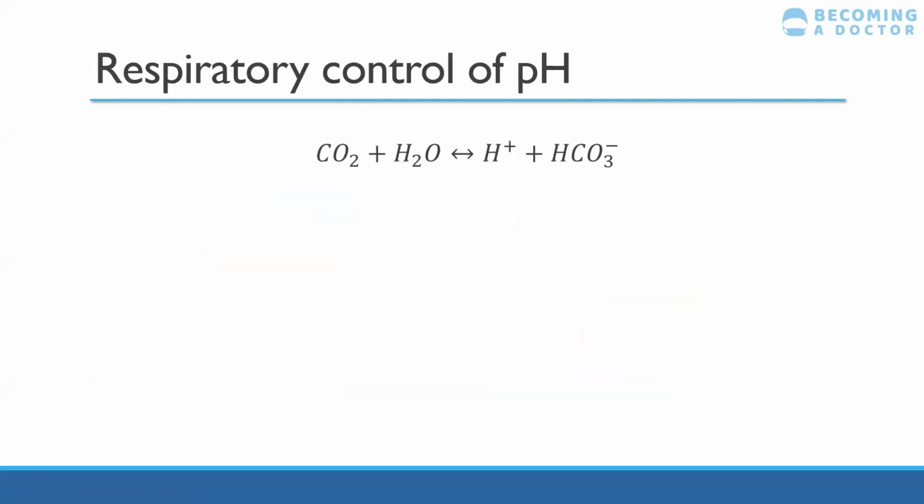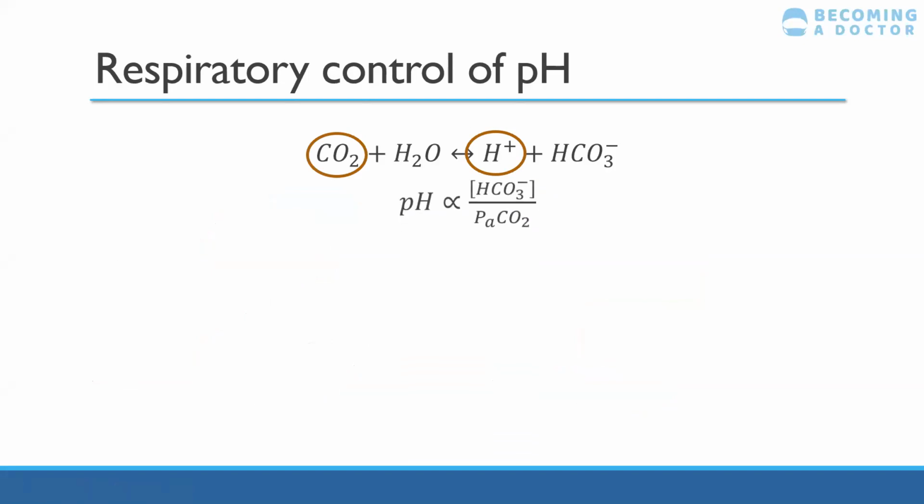So the pH of the blood is determined by the H+ ion concentration in the blood, which should be here, and therefore carbon dioxide levels of the blood also affect pH, because you can see that carbon dioxide reacts with water to produce H+ because it's acidic.